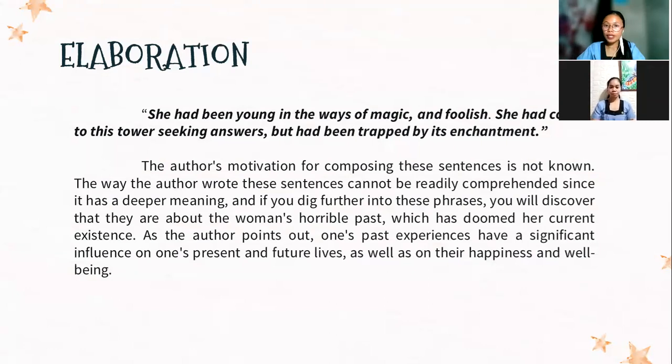First is, she had been young in the ways of magic and foolish. She had come to this tower seeking answers, but had been trapped by its enchantment. The author's motivation for composing these sentences is not known. The way the author wrote the sentences cannot be readily comprehended since it has a deeper meaning. If you dig further into these phrases, you will discover that they are about the woman's horrible past, which has doomed her current existence. As the author points out, one's past experiences have a significant influence on one's present and future lives, as well as on their happiness and well-being.